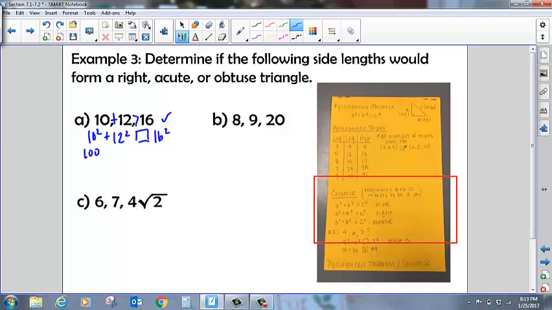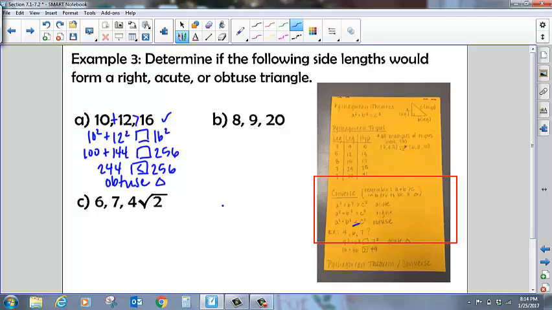So 100 plus 144, and then 16 squared is 256. And then this gives us 244 compared to 256. So 244 is less than 256. So just look at your flip chart to figure out, is a squared plus b squared greater than, equal to, or less than c squared? And since it's less than, that means that this would form an obtuse triangle.